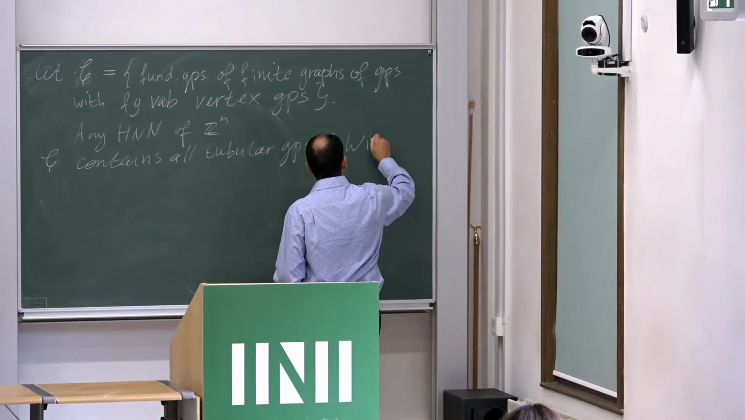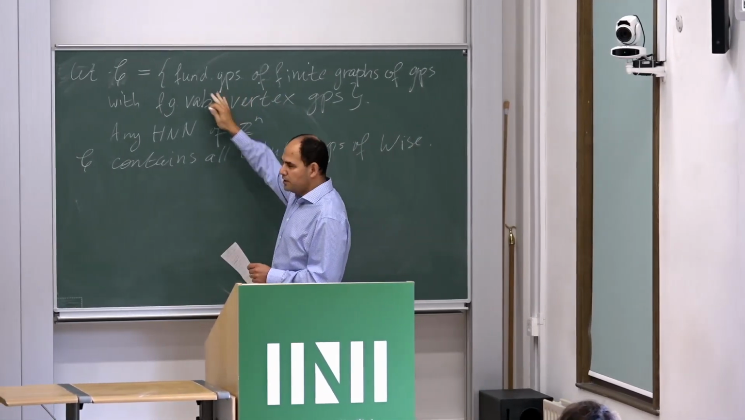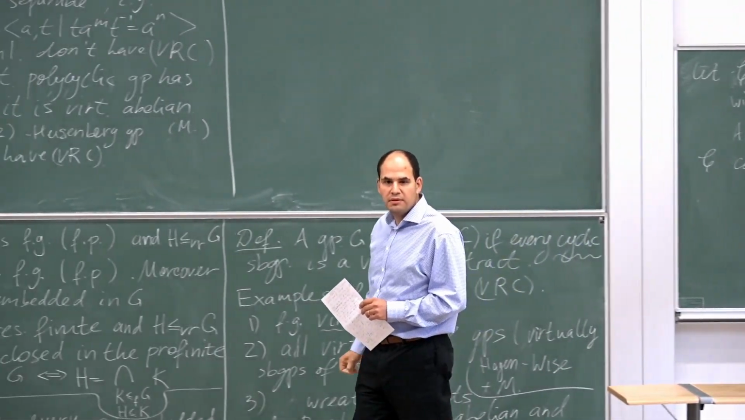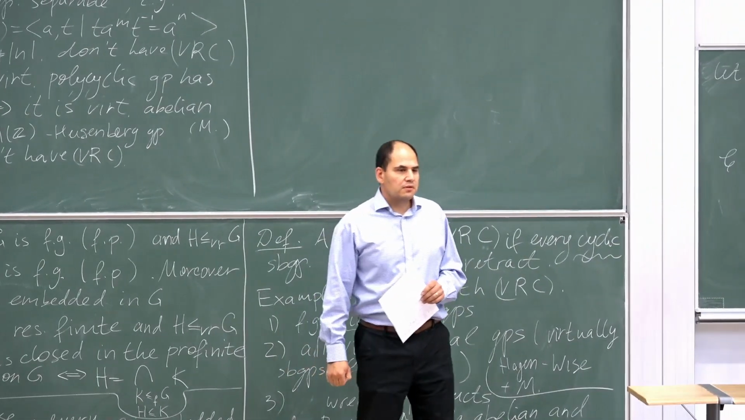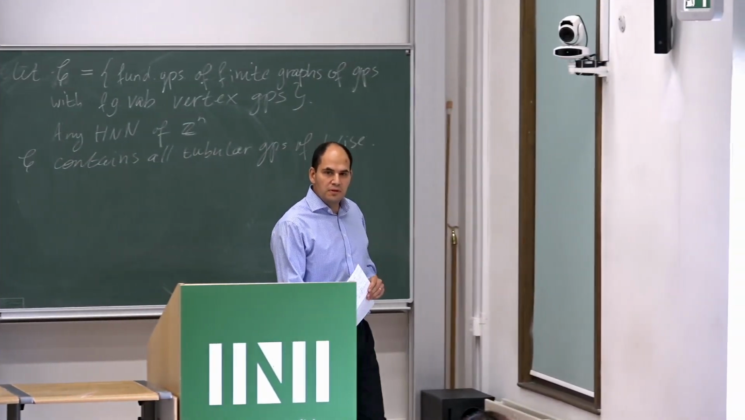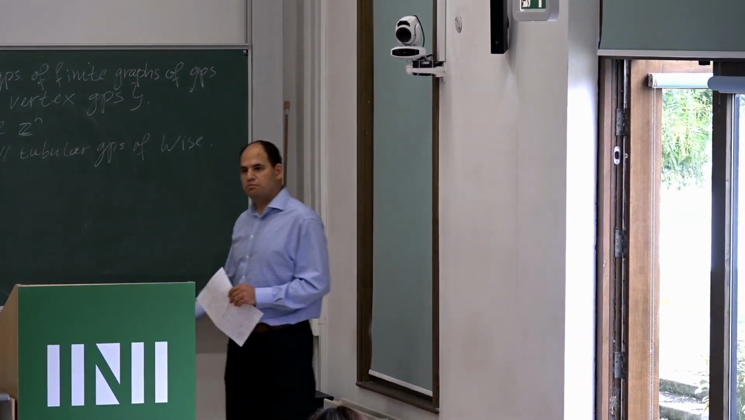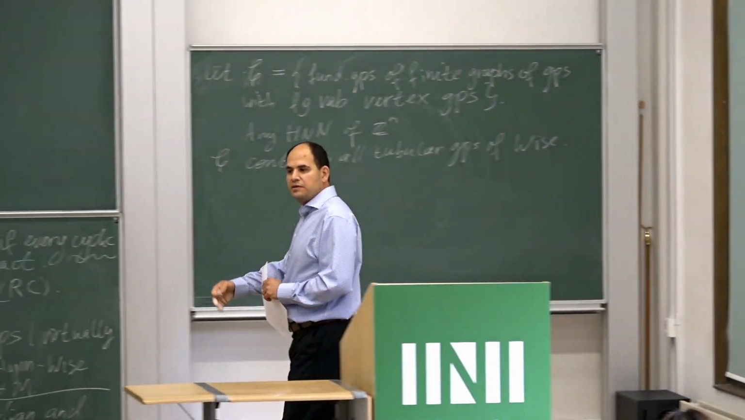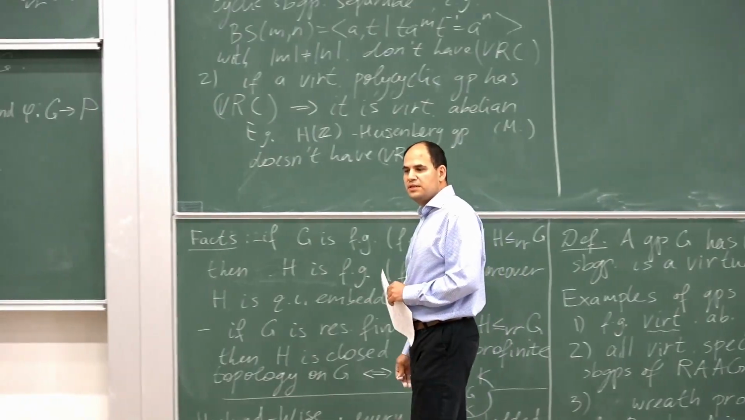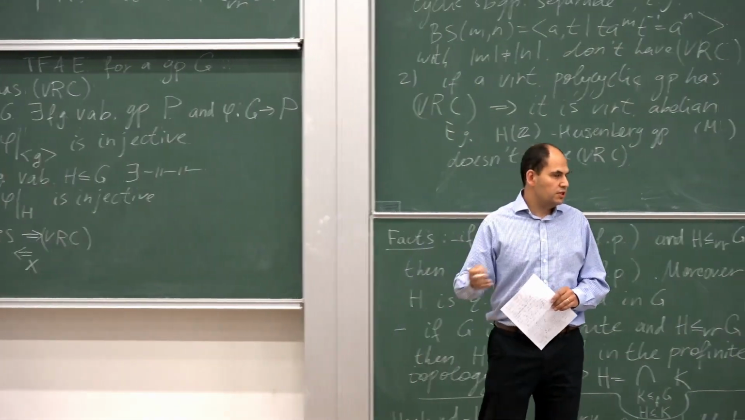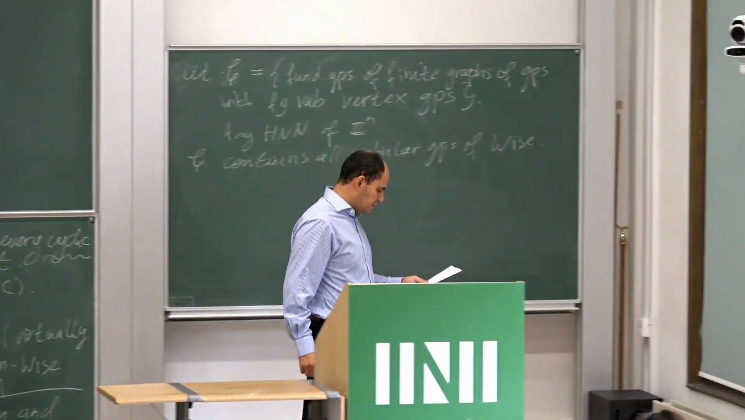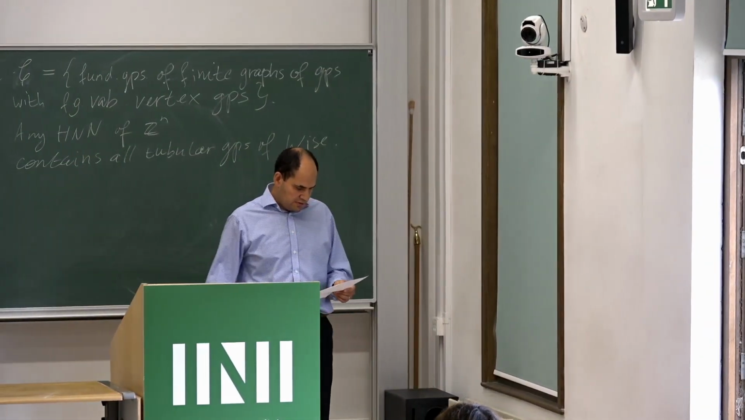So what are the tubular groups? Well, the tubular groups, just by definition, are these guys, where the vertex groups are Z squared and the edge groups are Z. It also contains all the generalized Baumslag-Solitar groups, whatever you like. It could be just graphs of cyclic groups, or graphs of Z^n's with Z^n vertices with finite index edge groups. So it's a pretty big class, and we study it all the time in geometric group theory.